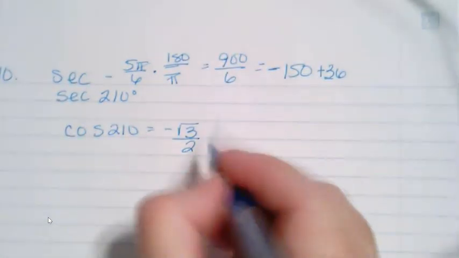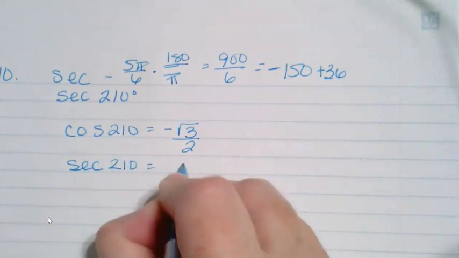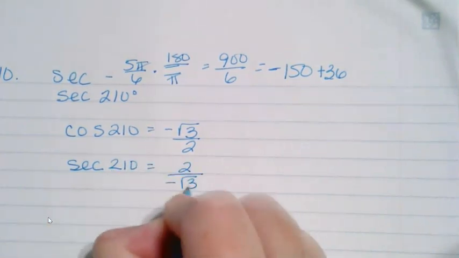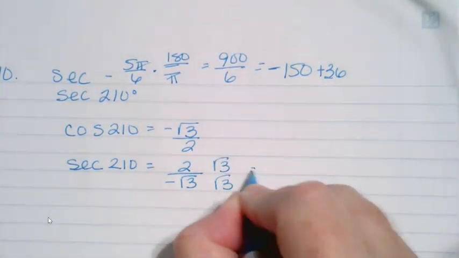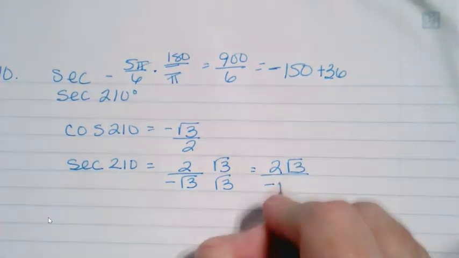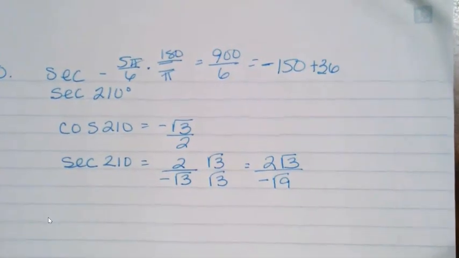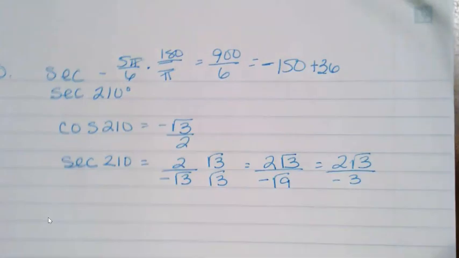To turn this into secant, remember we're going to flip it. And now we just rationalize. So 2 square roots of 3 over negative square root of 9. So 2 square roots of 3 over negative 3. Okay.